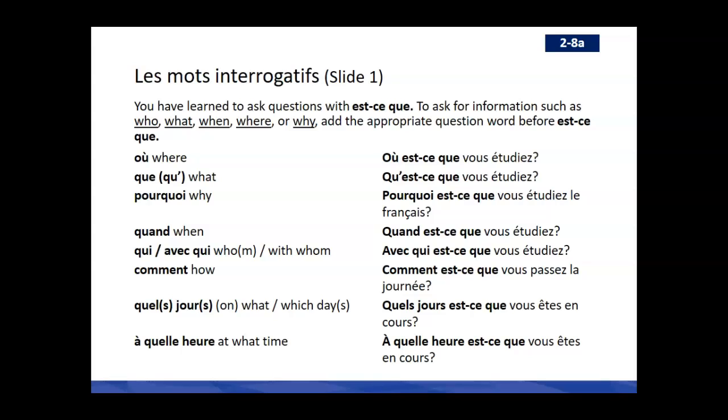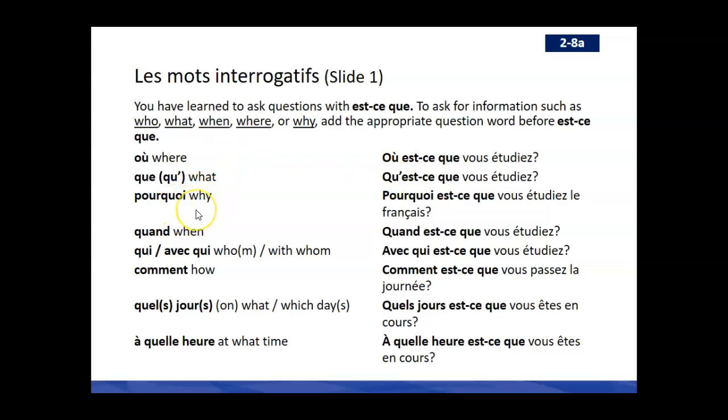So où, if you remember, is where. So we can ask, où est-ce que vous étudiez? So, where do you study? Que, and qu' with the apostrophe when the E blends into a word that begins with a vowel, would be what. And the question we see here is qu'est-ce que vous étudiez? Okay, so we're just basically swapping out one question word for another. The first question asked, where do you study? And the second question is asking, what do you study? So it's basically the same as in English, and we easily swap out question words there to get different pieces of information.